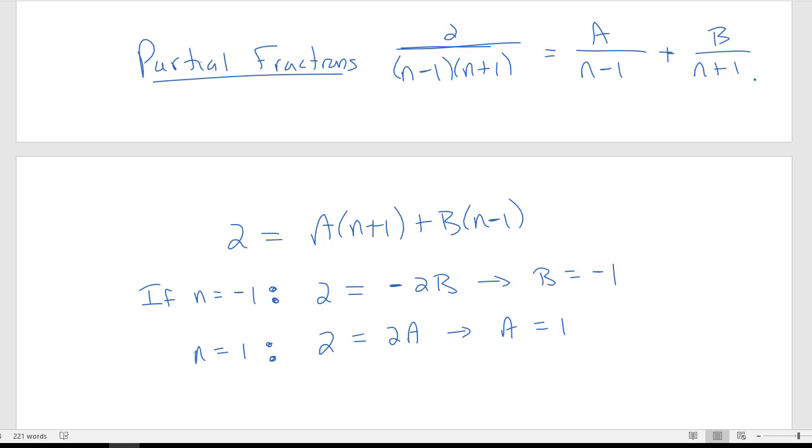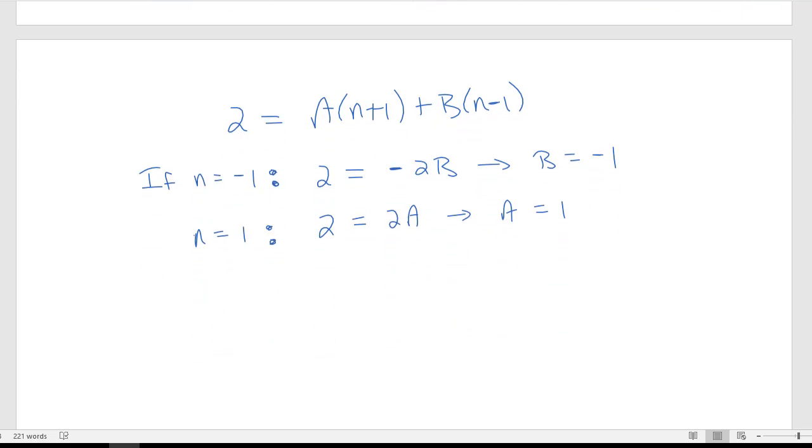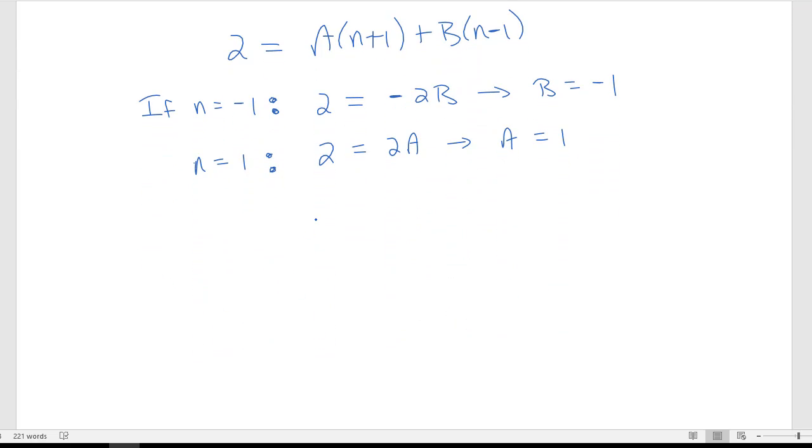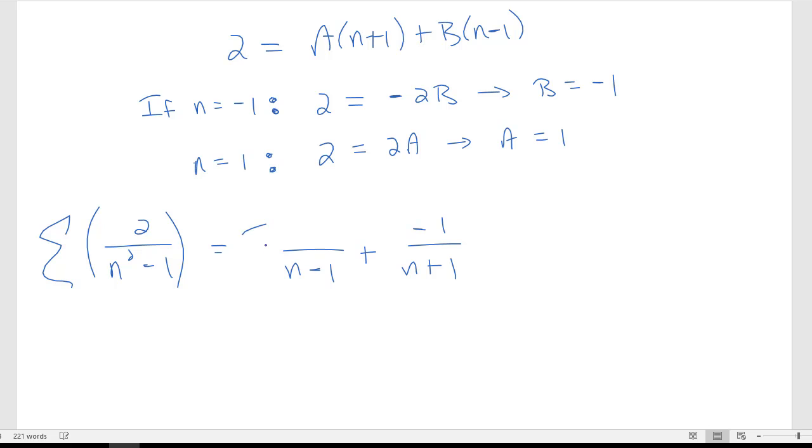Right? So coming back up to my expression that I decomposed, I'm going to have 1 over n minus 1 plus negative 1 over n plus 1. So I have 1 over n minus 1. I'm going to leave a little bit of space here. 1 over n minus 1 plus negative 1 over n plus 1. So our original series, 2 over n squared minus 1, is equal to that guy. Now, my series of 2 over n squared minus 1 is going to equal the series of that simpler form. Now remember, we're going from 2 to infinity here.